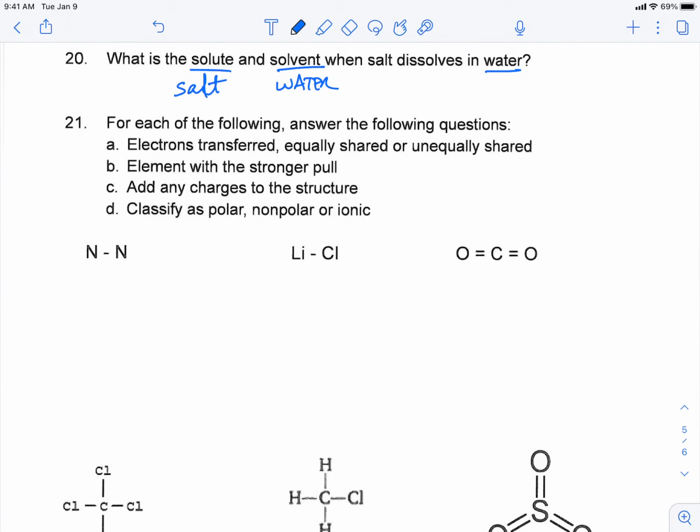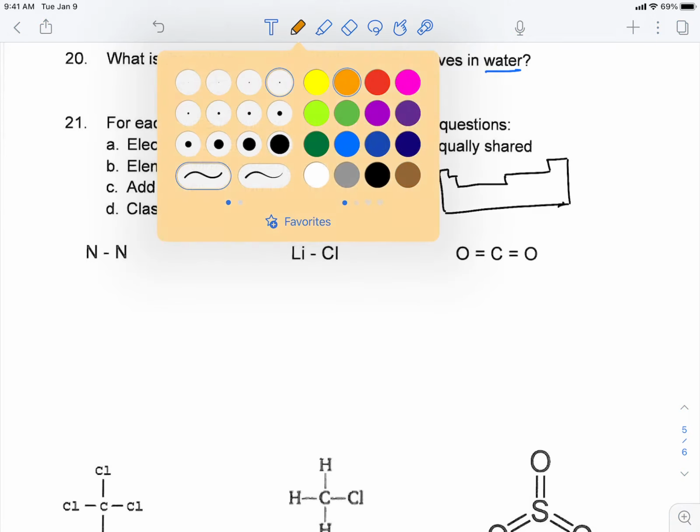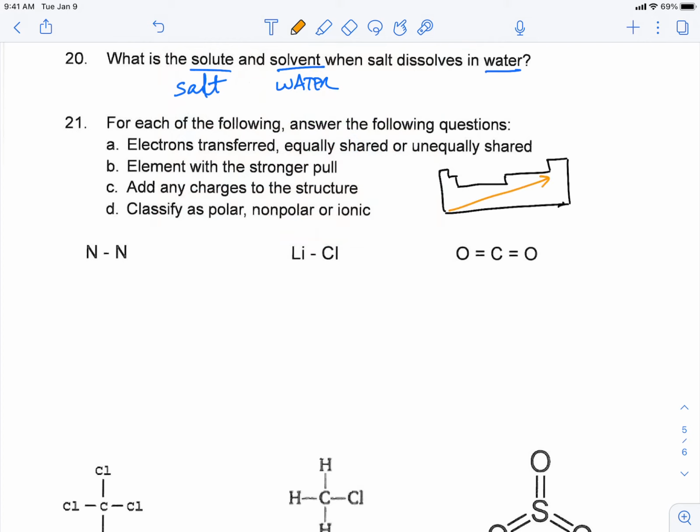All right. For our next several structures here, we want to be able to answer questions about how the electrons are being shared, which element has the stronger pull, and be able to draw any charges and things like that. So what we want to remember for this one is our electronegativity trend. Kind of draw a little mini periodic table here. The trend is that when you go up and to the right, the electronegativity increases. So as you go from left to right and bottom to top, the electronegativity increases.